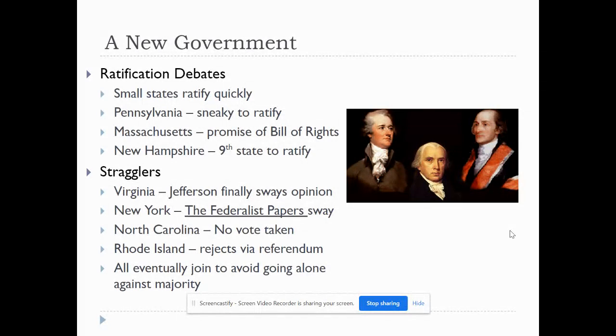Pennsylvania is kind of sneaky to ratify. They force people that are anti-federalists to actually sit in the convention so they can get quorum to vote. They actually tie people to desks to make sure that they can say, yep, they're present in order to vote yes, but they do it anyway.